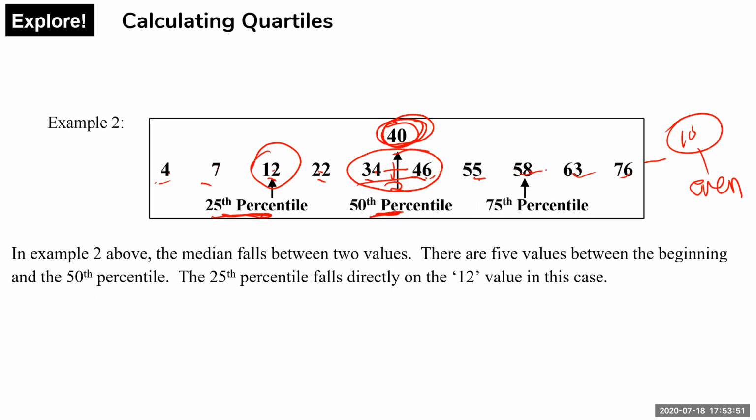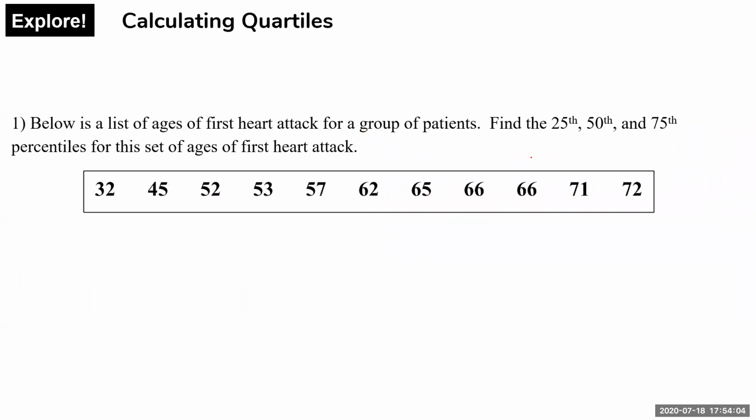And 1, 2, 3, 4, 5. 58 sits at the center of the set of numbers to your right. Okay, so 58 becomes the 75th percentile. Isn't this simple? Pretty simple, right? Okay, good. So right there, you have this data set, and check.